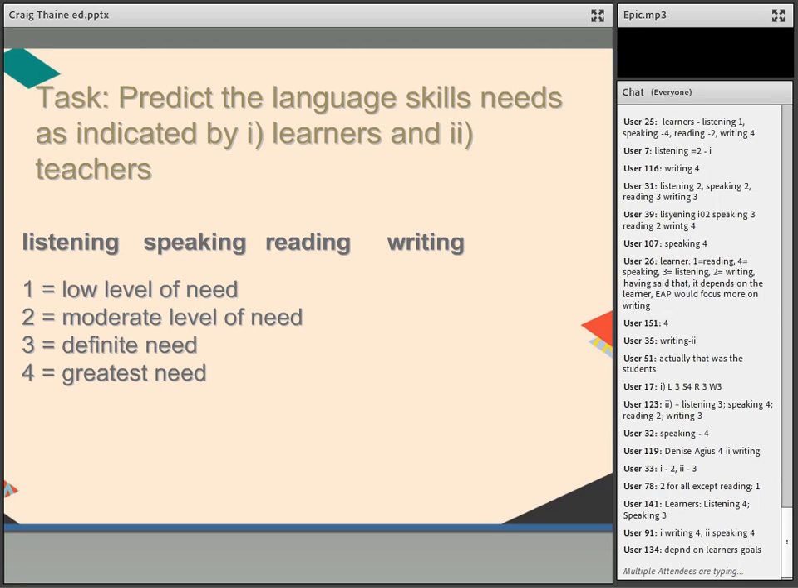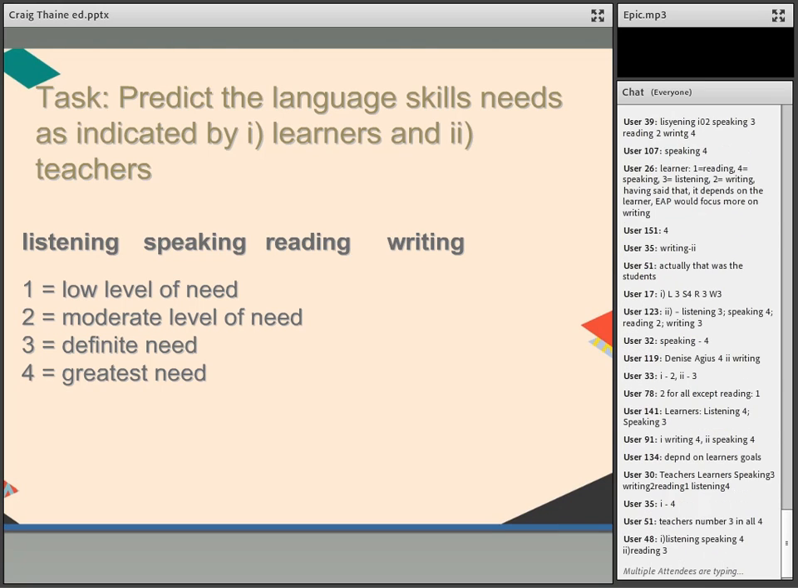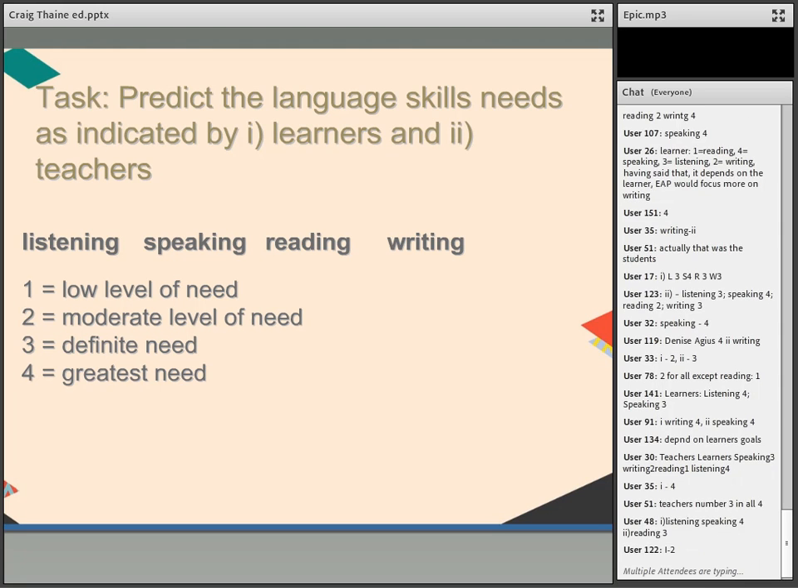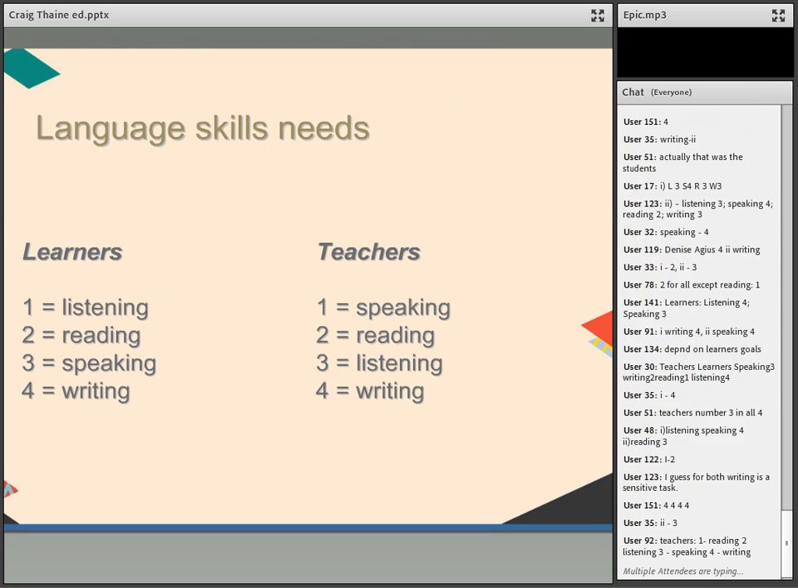Okay, so once again, in the interest of time management, I realize that not everyone has had an opportunity to type their answers, but again, hopefully you've had time to think about this. So these were the results that I got.